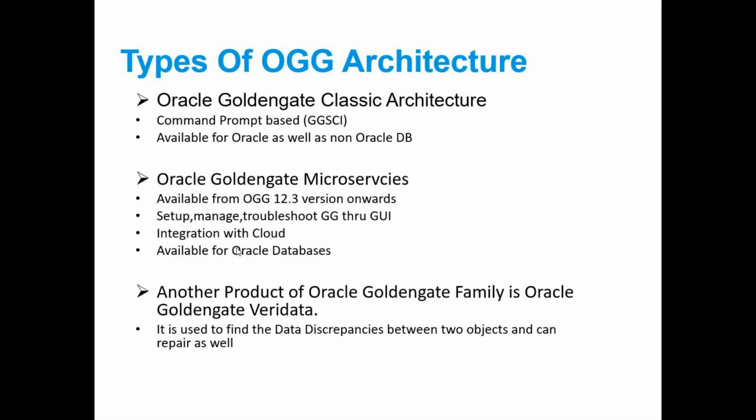GoldenGate hub architecture. But guys, one thing let me tell you, the hub architecture you can create with classic architecture as well. It's not like you can only create it with microservices. So that's not true. But what I have heard, or what I feel, is many people think that hub architecture can only be done with microservices. That's not true. I'll discuss what a hub is if you're not aware, and how you set up that hub in Classic.